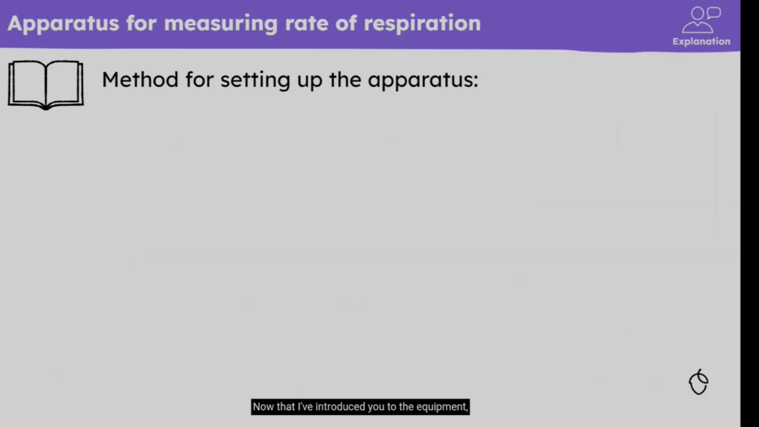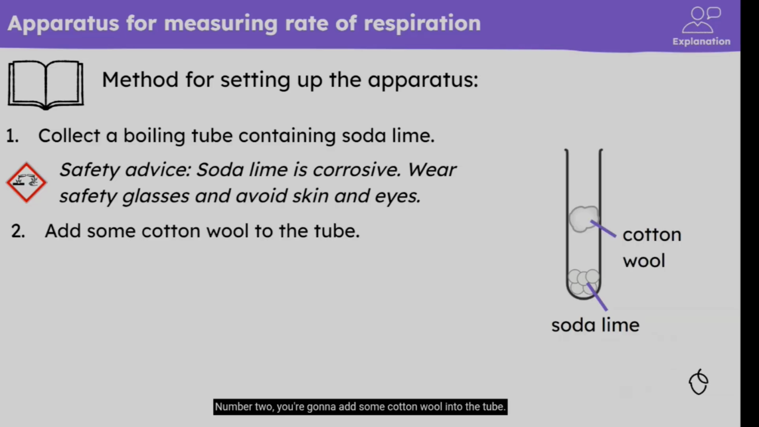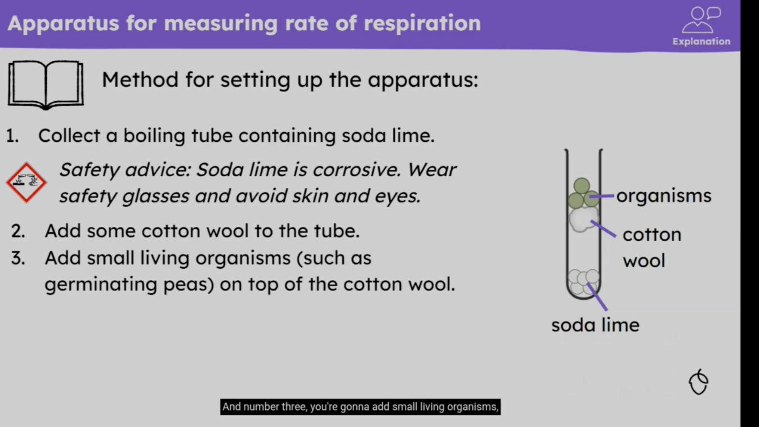Now that I've introduced you to the equipment, I'm going to talk about how to set it up to make a respirometer. First step, collect a boiling tube containing soda lime. Again, please remember, soda lime is corrosive. Make sure you wear safety glasses and avoid all contact with your skin and your eyes. Number 2, you're going to add some cotton wool into the tube. And number 3, you're going to add small living organisms such as germinating peas on top of the cotton wool.